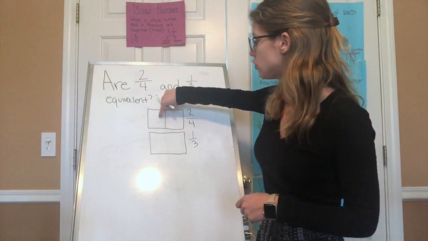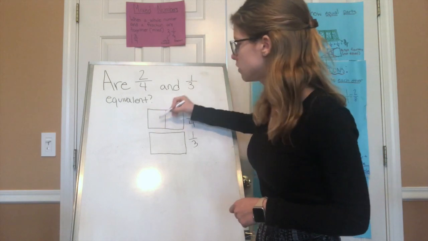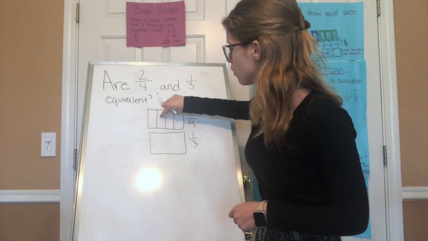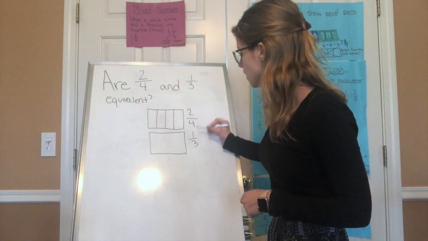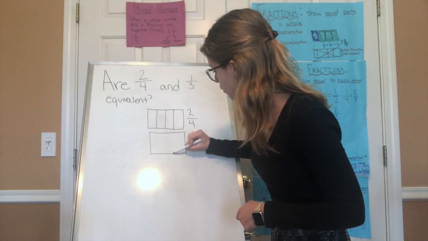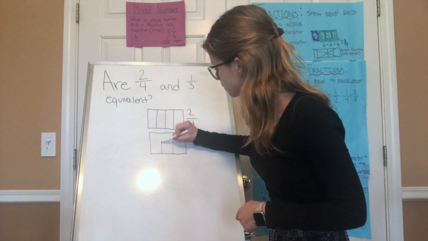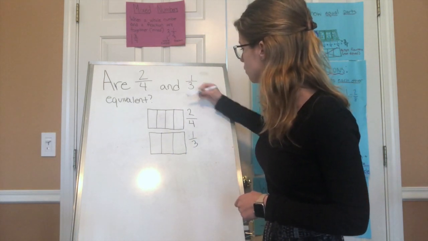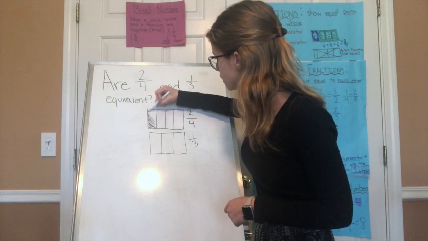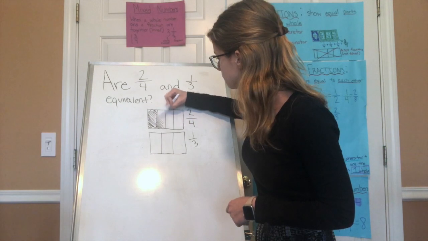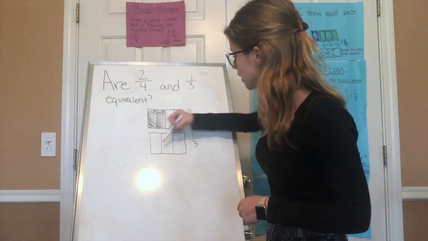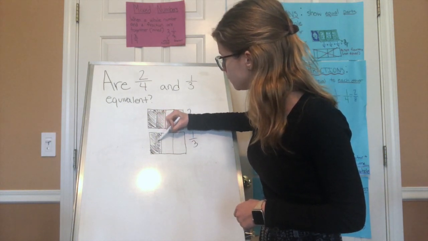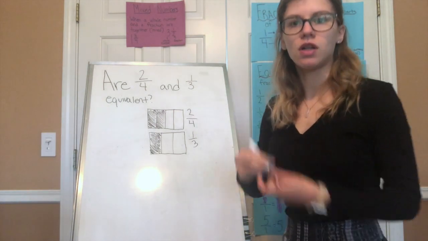4 can be broken up into 2, and then 2 times 2 is equal to 4. So now I have 1, 2, 3, 4 parts. And then for 1/3, I'm going to break it up into 3 equal parts. So here I'm going to shade in 2 parts for 2/4. And here I'm going to shade in 1 part for 1/3. So I'm going to draw a line to compare.